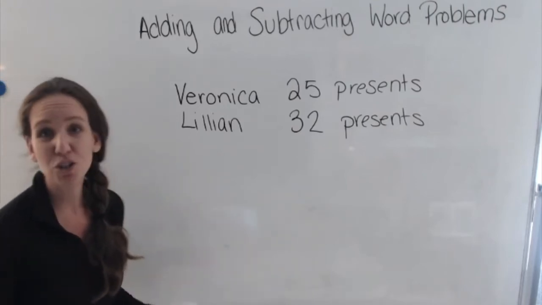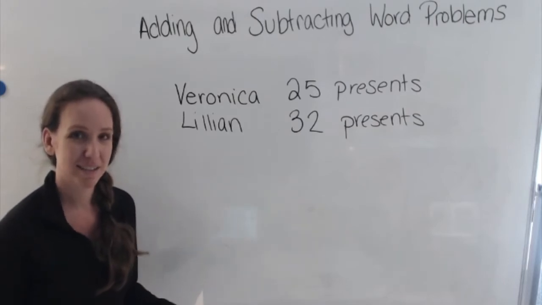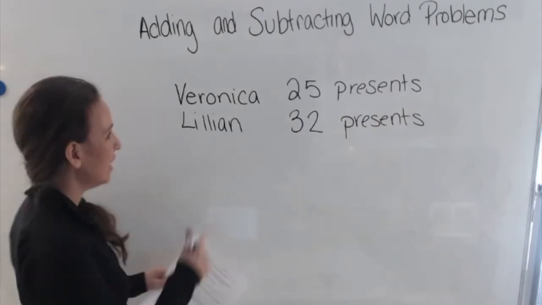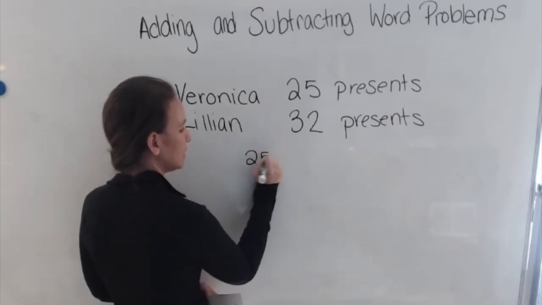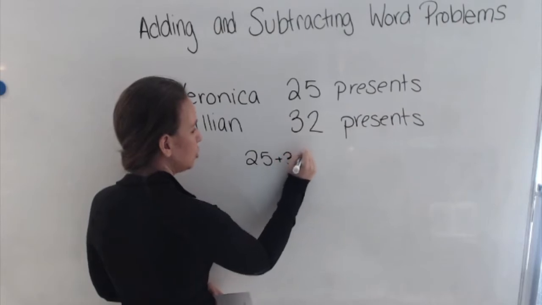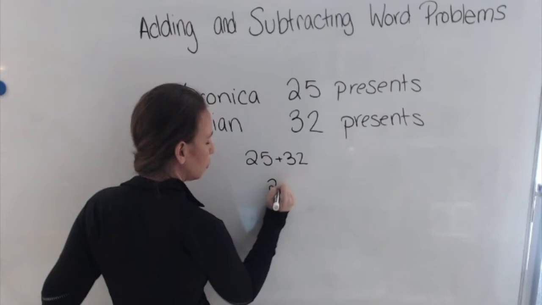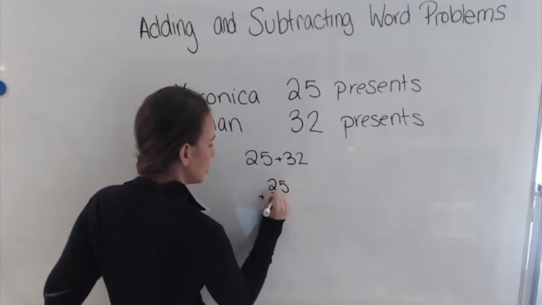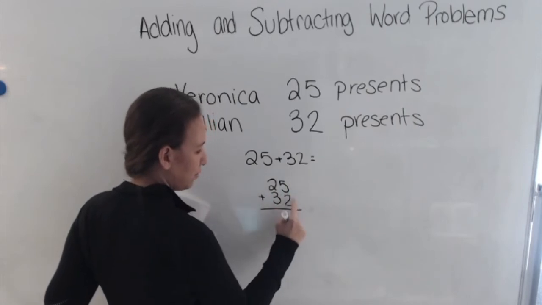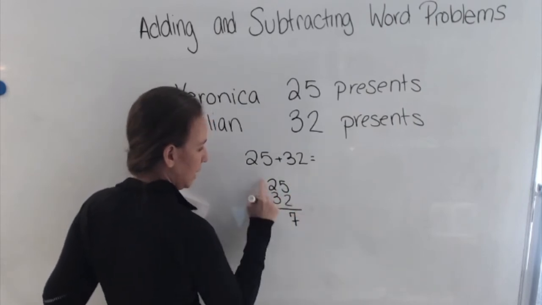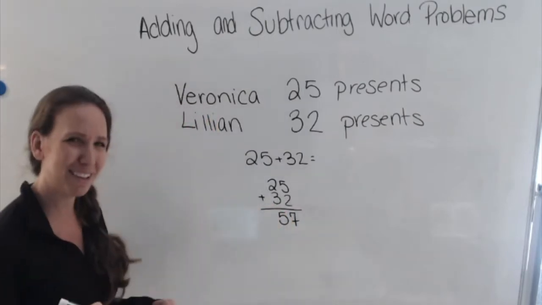Well, in total, what does that mean? Am I going to add or subtract? That's right, I'm going to add. So we have 25 presents plus 32 presents. But I want to line up my numbers and make it a little easier. So 25 plus 32 equals 5 plus 2 is 7, and 2 plus 3 is 5, 57. Wow, that's a lot of presents.